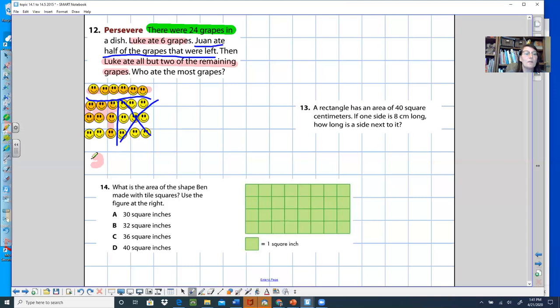So I need to figure out how many were the pink and how many were the blue. So it looks like for blue, I have like a 3x3 array. So 3, 6, 9. So Juan ate 9. Luke, I think you were pig. Okay, ready? 1, 2, 3, 4, 5, 6, 7, 8, 9, 10, 11, 12, 13. So who ate the most grapes? Luke.